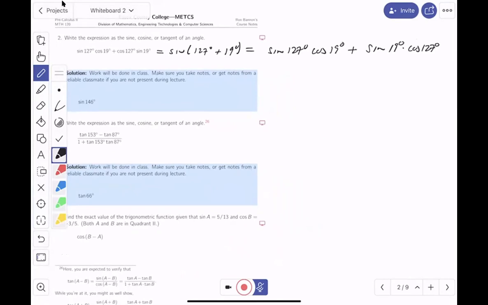All right. Now, what do they want me to do? They want to write this as a sine or a cosine or a tangent of a single angle. It looks pretty easy to do. What's it going to be equal to? Again, I'm looking at this over here.